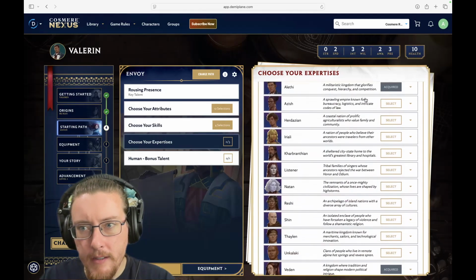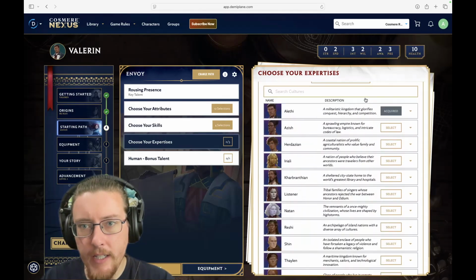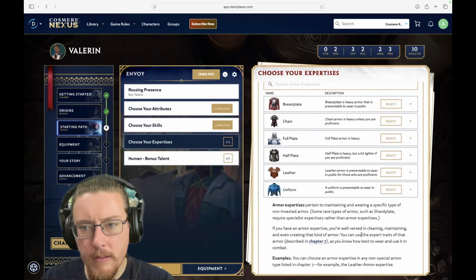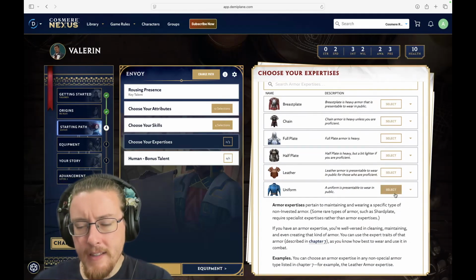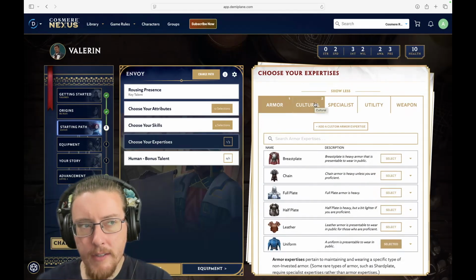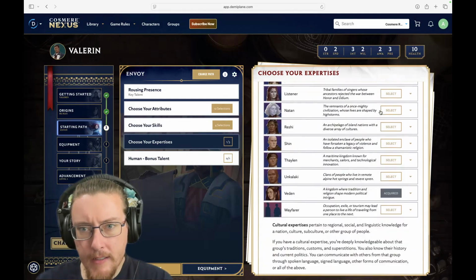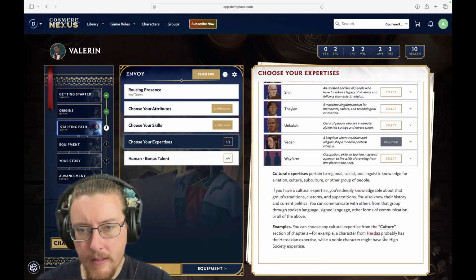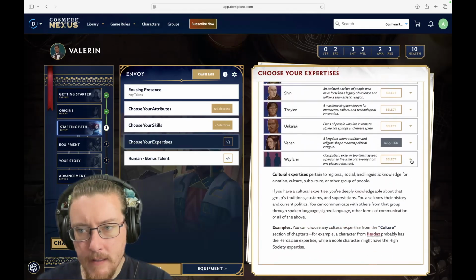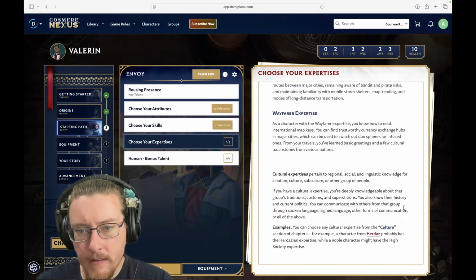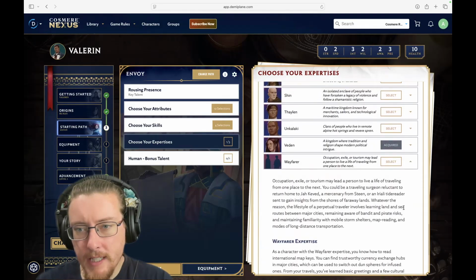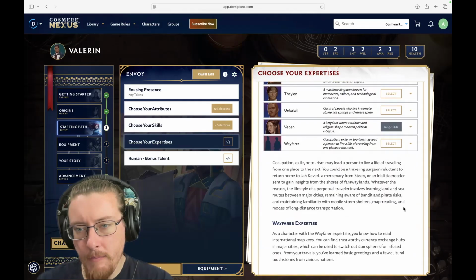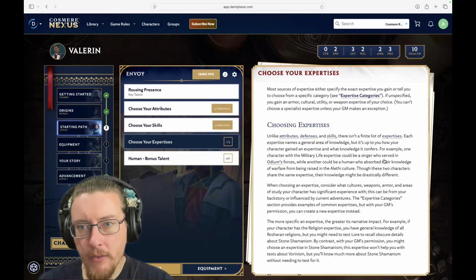I'm going to look at right. So we have cultural expertise in Alethi and Veden, and we get to choose three more. I'm going to say that I have expertise in uniform because of the Alethi culture, and I am also going to say that I have... This would be interesting to take Wayfarer, but I think I'll see what other options we have here.